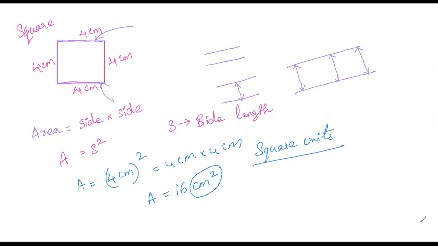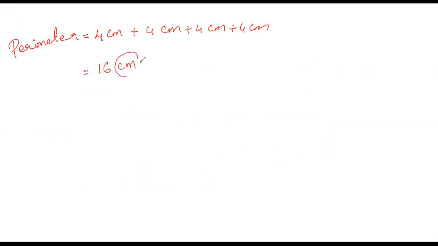Okay, so what about the perimeter in this case? A perimeter is the sum of the outer sides, isn't it? Sum of all the side lengths. So we have 4 centimeters, which is 4 plus 4 plus 4 plus 4. So again we get 16, it seems, right? Yeah. But the unit, it is a distance. So the unit is centimeters. Hope you guys understand this. Okay. So let's go to the next one.